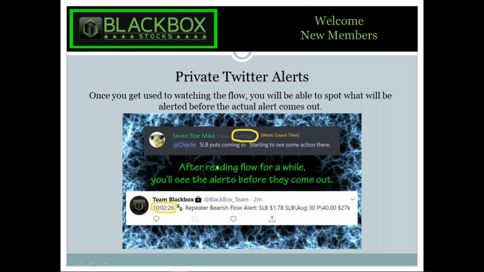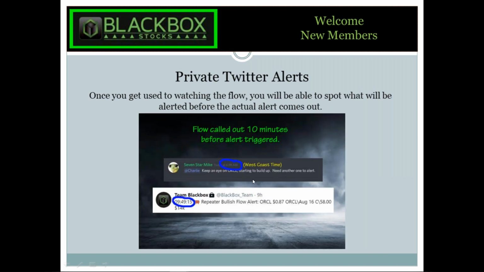So I'm on West Coast time. So this is 9:49, SLB puts coming in, starting to see action. 10:02, we got the alert. 9:49, keep an eye on Oracle, starting to build up, we need another one. 10 minutes later, we got that other one and it alerted. So when you see the flow repeatedly, if it's confusing now, with seat time you'll be able to see the flow come in and kind of get an idea of what might alert.